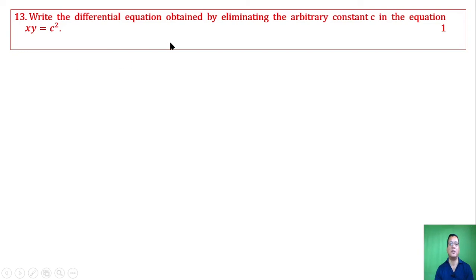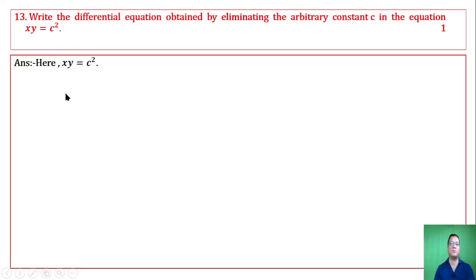Write the differential equation obtained by eliminating the arbitrary constant c in the equation xy equal to c square. To get the differential equation, the arbitrary constant must be eliminated, so we take the derivative.